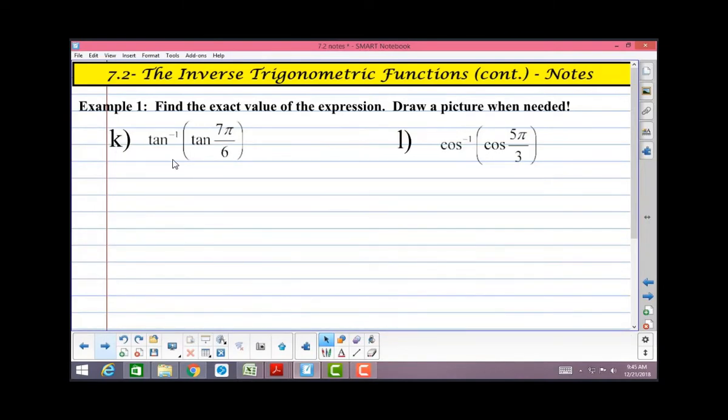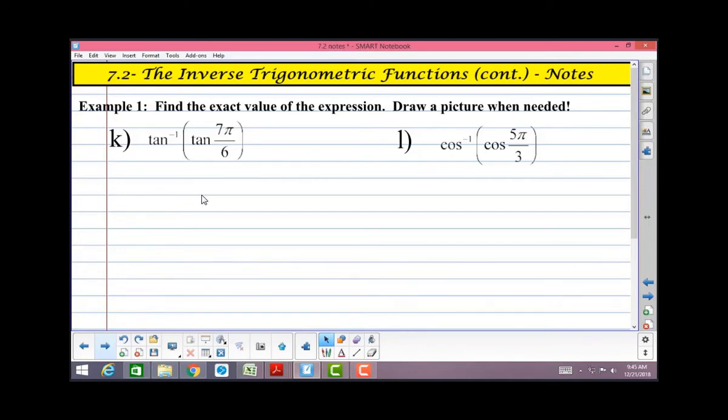So in examples K and L, we again have inverse trig functions of their same ones. So again, sometimes they cancel each other out, sometimes they don't. If it's not in the first quadrant, it's definitely not going to cancel it out. So just be careful with that.